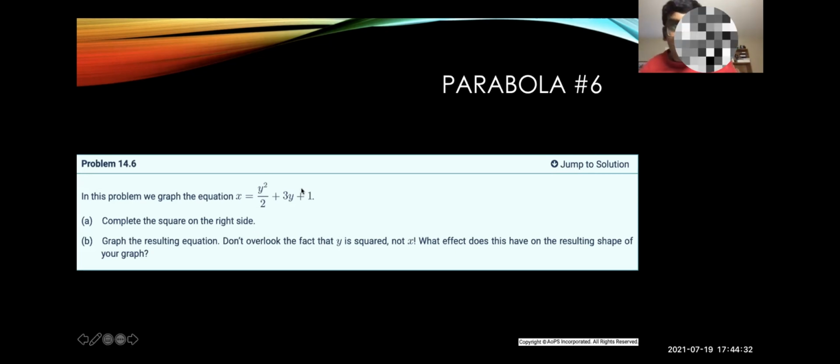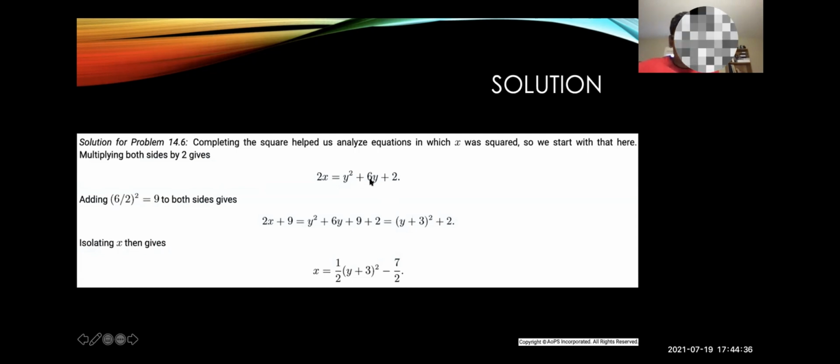Okay, so I'm going to go over this problem now. So essentially we just complete the square again. We have to multiply both sides by 2 to get rid of that fraction and make the y squared have a coefficient of 1. Then we find that number that will give us a square binomial. So we add that to both sides. Find that square binomial and then have this plus 2 at the end.